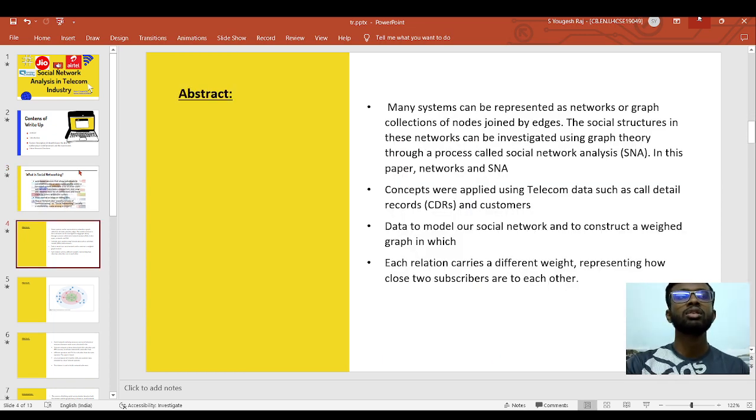Moving on to the abstract, many systems can be represented as a network or a graph, collections of nodes that are joined by edges. It is also a concept that is applied in the telecom industry, such as call detail records, mentioned as CDRs, and the customers. Each relation has a different weight representing how close two subscribers are to each other. On a real data set of 3 months, we have performed how it can be used in a local telecom operator. So let's move on to how to build a data set using the network.